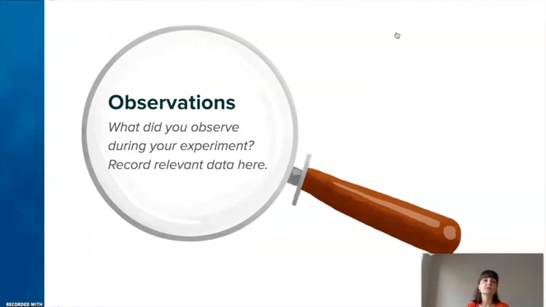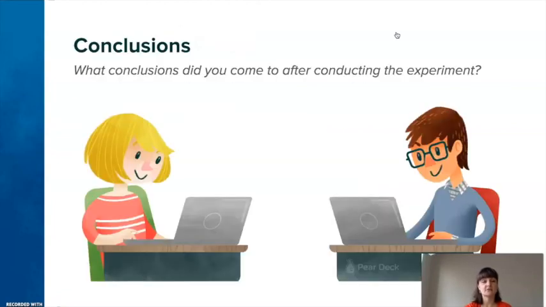Then once you conduct your experiment, you are going to observe what happens. You're going to write everything down that you see. And once you've done that, you're going to draw conclusions about what you learned. So you're going to think, these are the things that happened in the experiment, and this is what I now know because I conducted this experiment that I didn't know before. So those are all the different parts of designing an experiment.